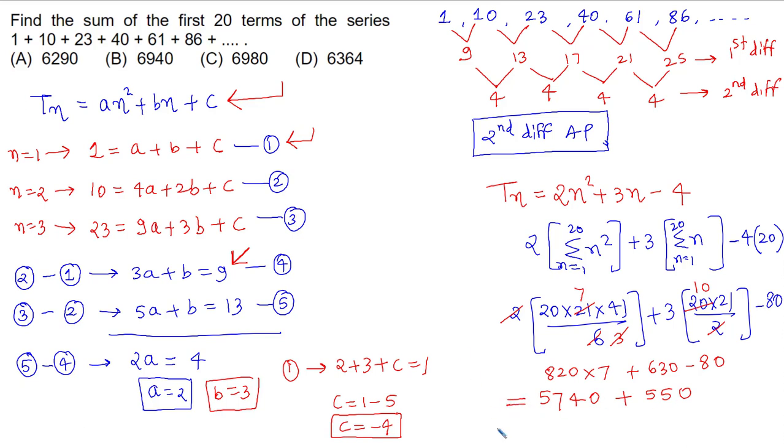So our answer is going to be 5740 plus 550. Let's add these two numbers. The addition is going to be 6290. That is option number A.